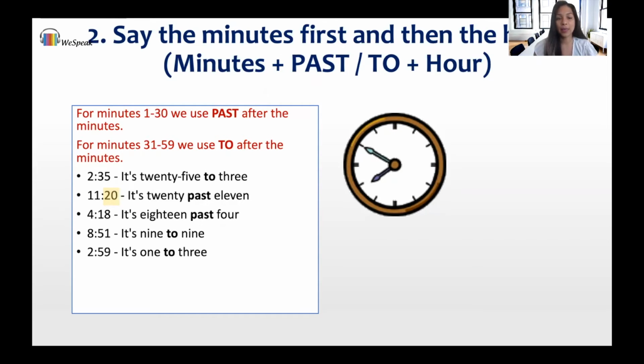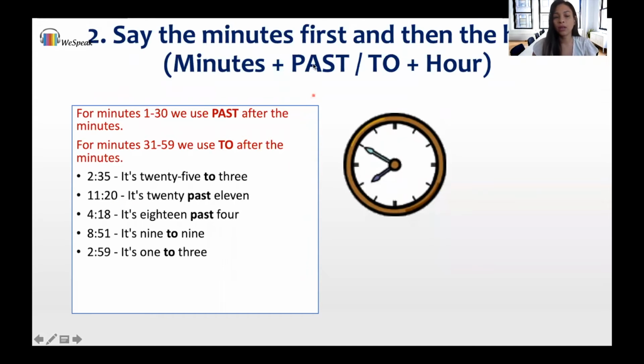Look at the next example. It's 9 to 9. 9 minutes to the next hour, which is 9. It's 9 to 9. It's 1 to 3. Only 1 minute to get to the next hour. It's 1 to 3.